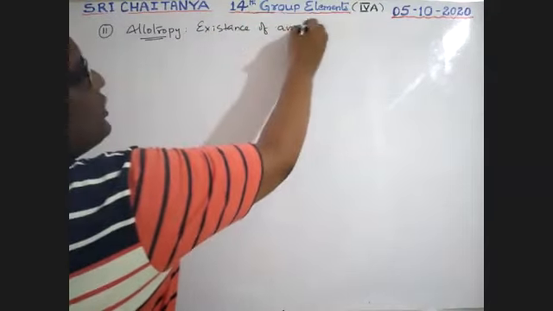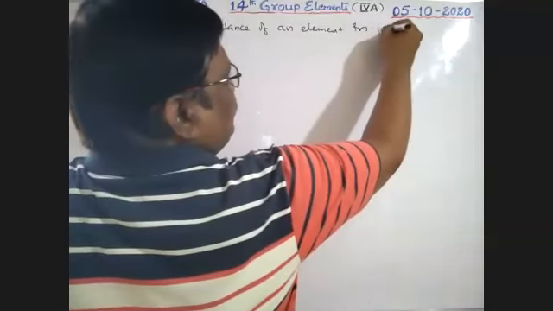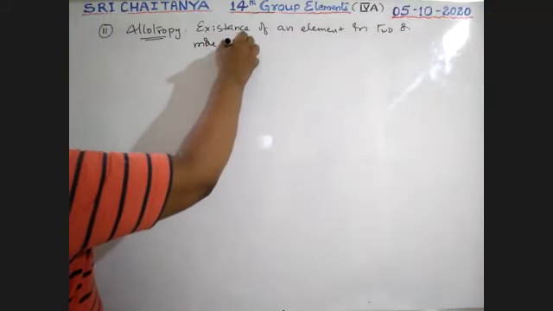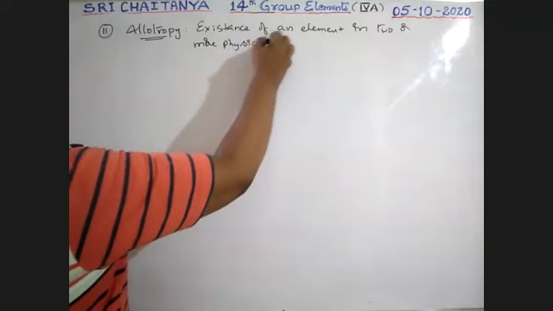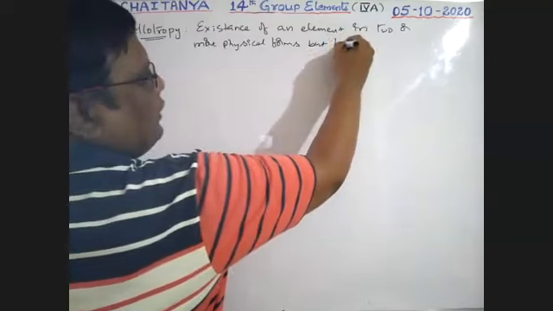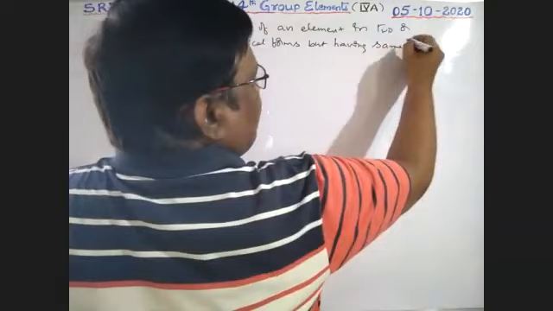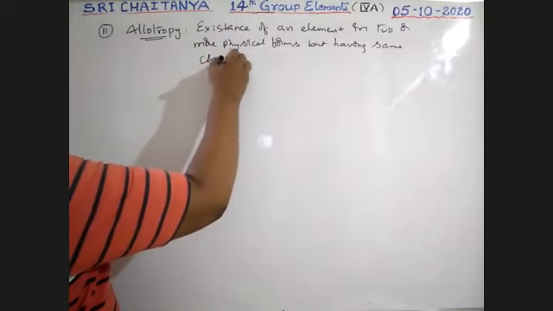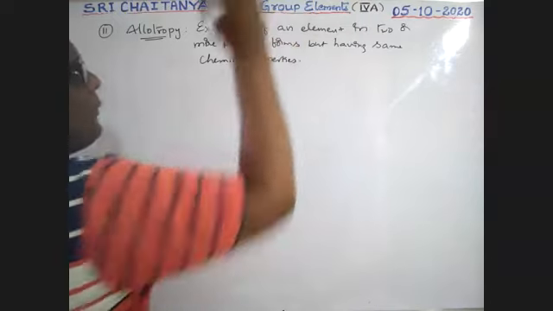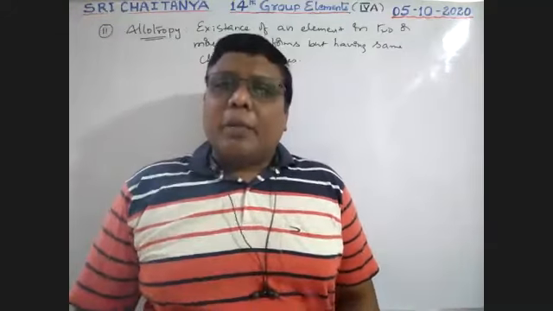So that means existence of an element in 2 or more physical forms, but having same chemical properties, is called as allotropy. So that means physical properties are different, chemical properties are same.